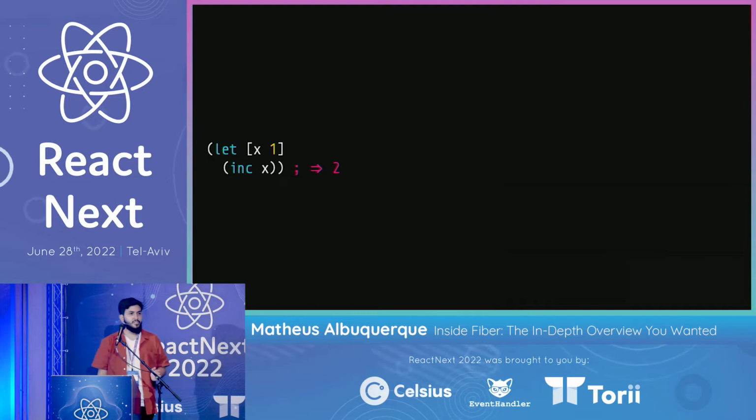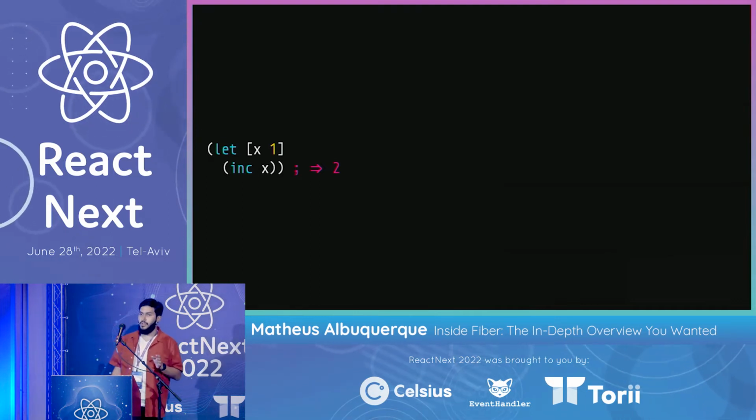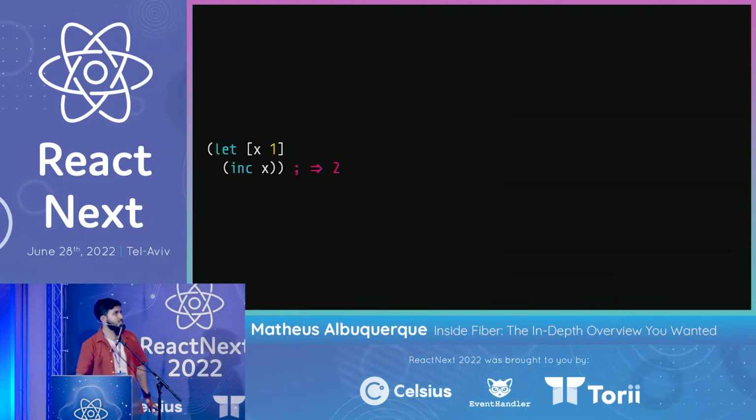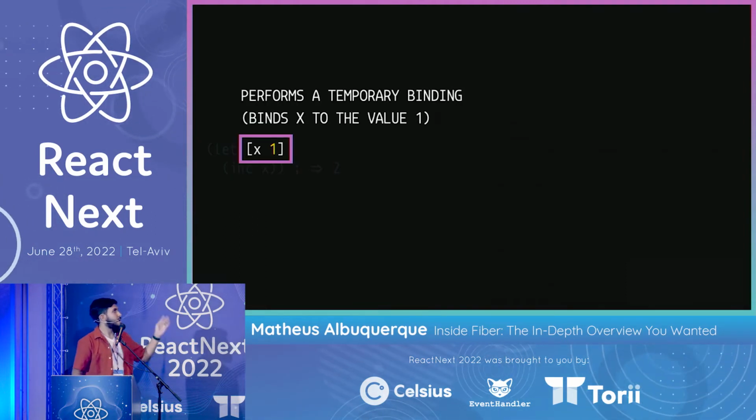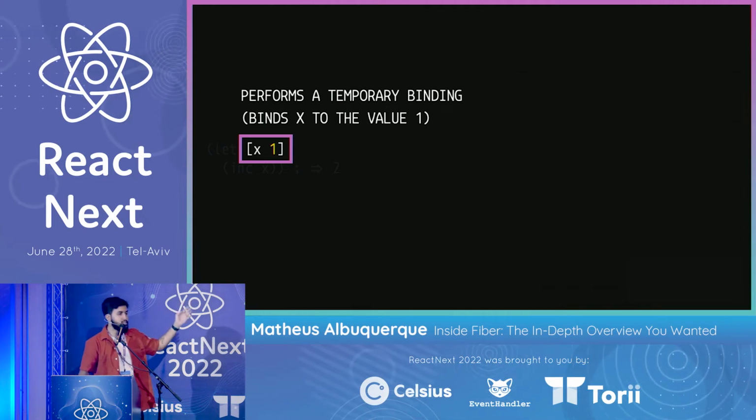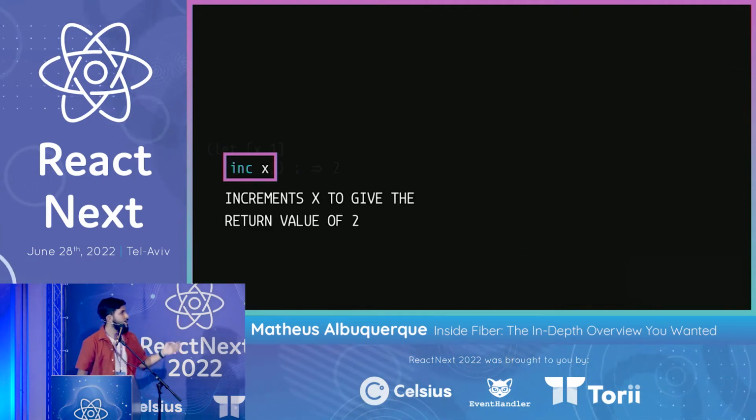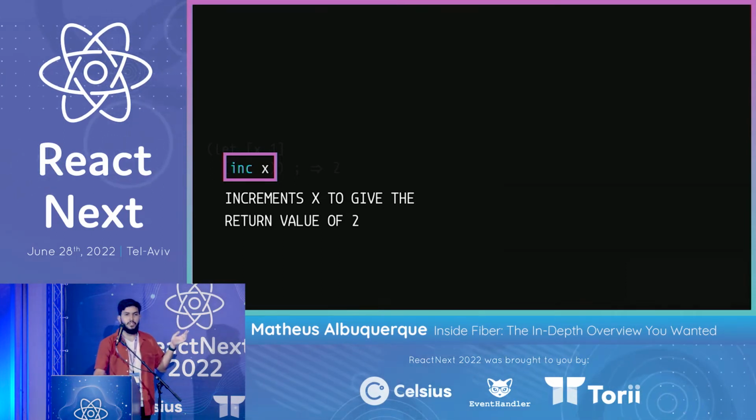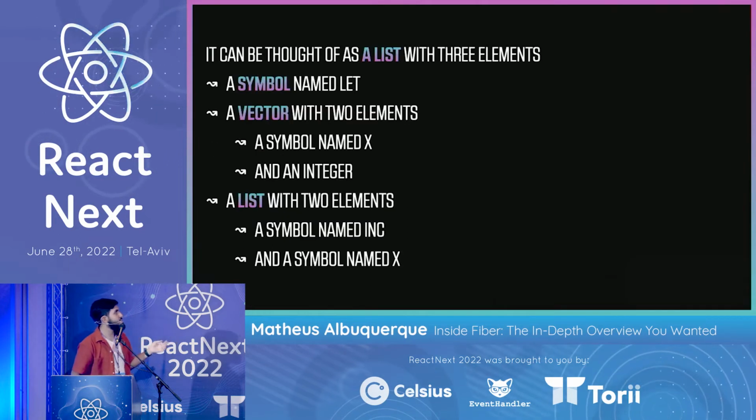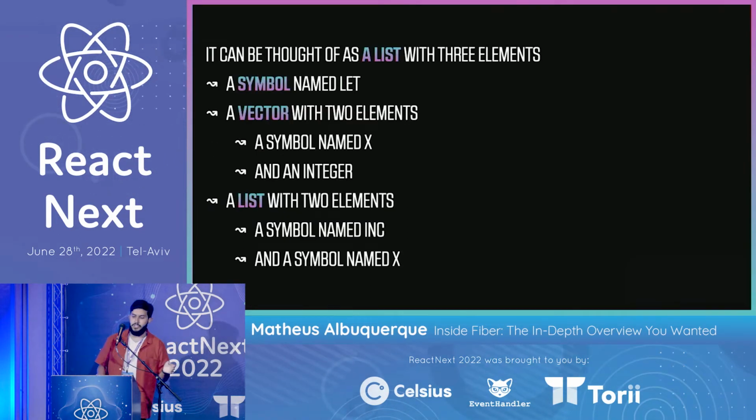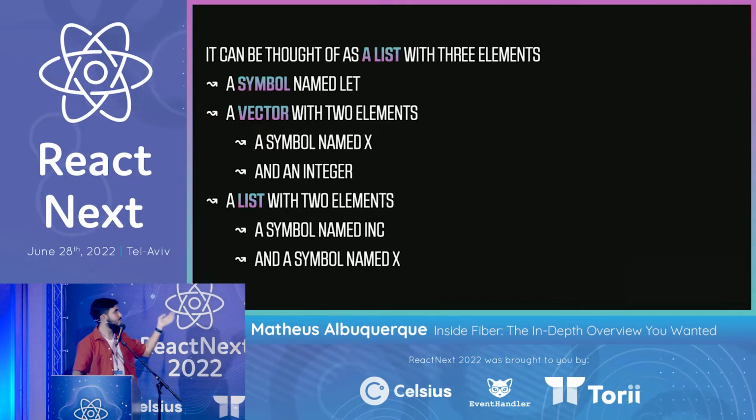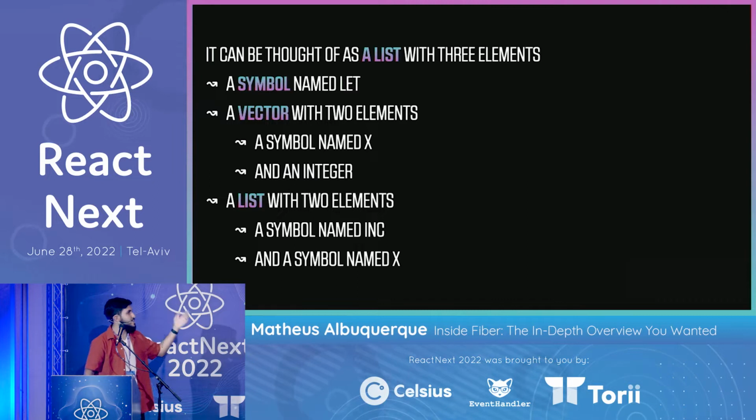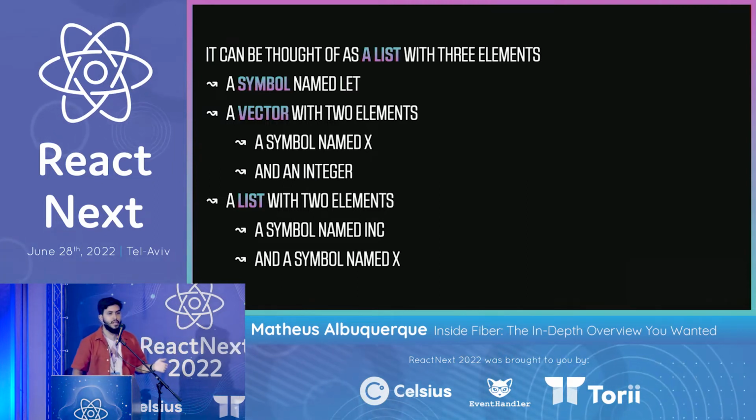So I'll take this really simple example. It's in Clojure, but don't worry. Basically, what I'm doing here is I'm binding 1 to x. I'm assigning this, and now I'm incrementing so that I can get the value 2. The reason why I'm showing this example in Clojure is we can see this code as a list of 3 elements. We have a symbol named let. We have a vector containing other 2 elements, and we have a list, again, with other 2 elements.